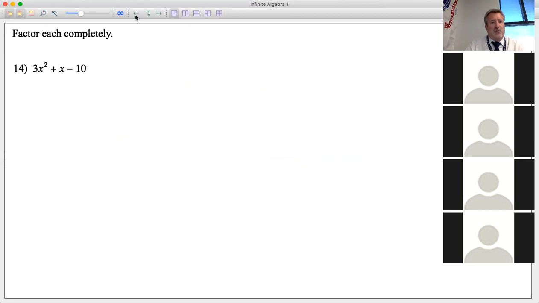All right, so let's do number 14. The only way it gets ugly is if the numbers get larger. As the numbers get larger, your number of potential factors of AC go up by a lot. All right, so it's an ugly one. Why? Because there's a number right in front of the x squared. So I need to multiply a times c. That's the first number and the last number multiplied together. So if I multiply the 3 times the negative 10, I get negative 30.